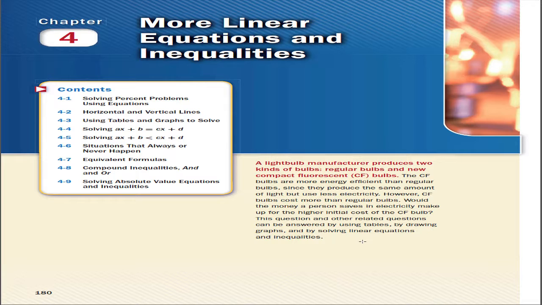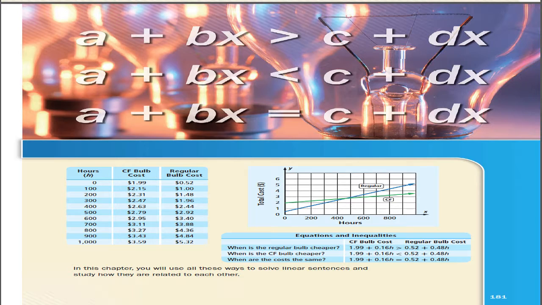The first opening here talks about a light bulb manufacturer producing two kinds of bulbs, regular bulbs and new compact fluorescent bulbs. Read through it. As you know, you should read all of the book. And we come to some representations for it.